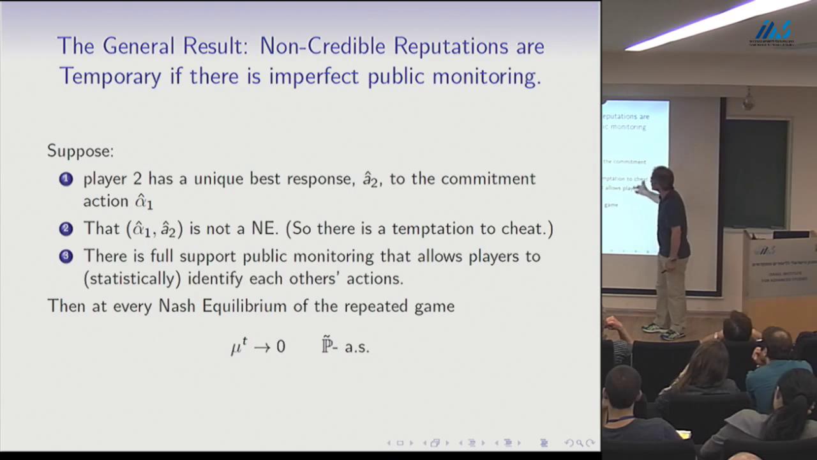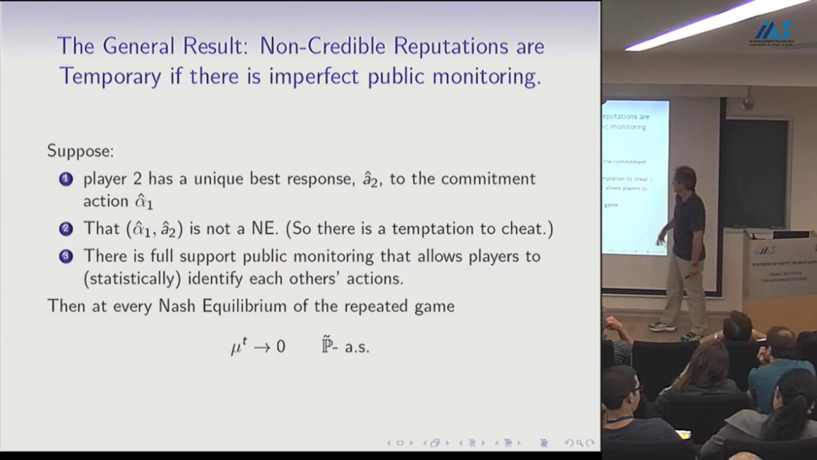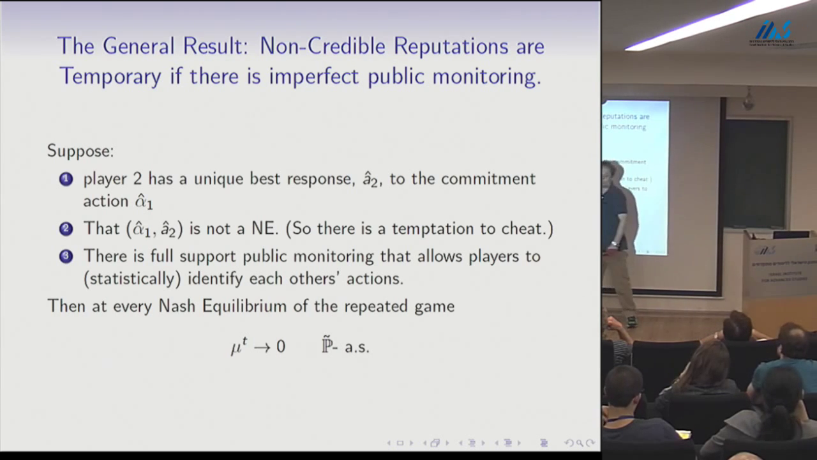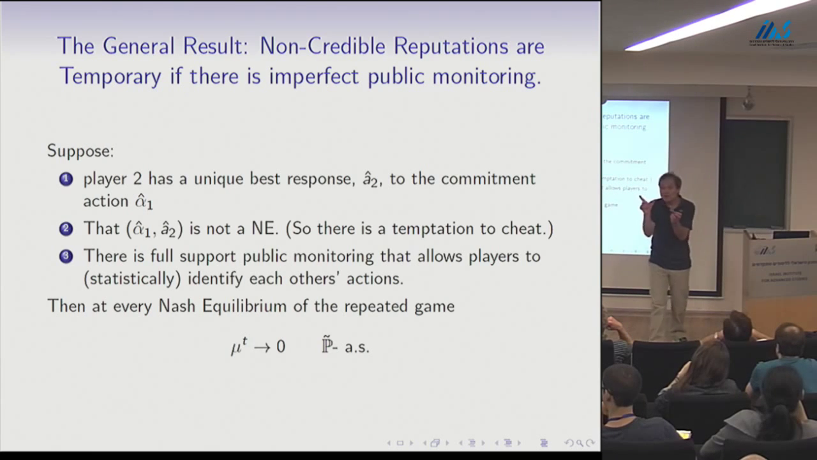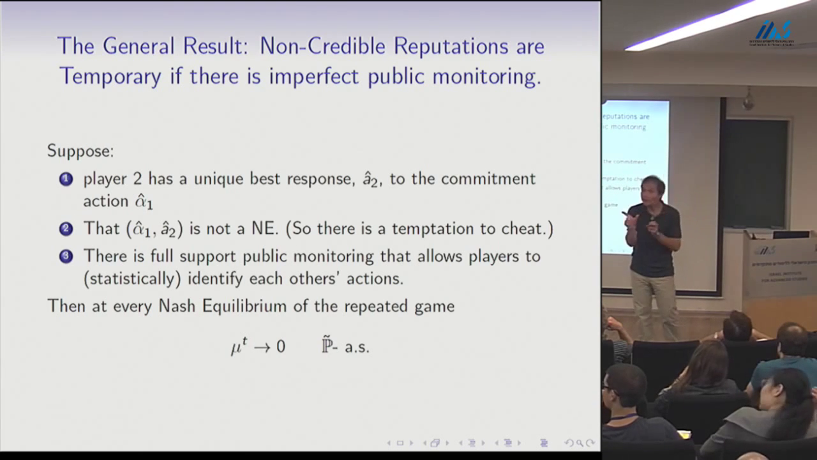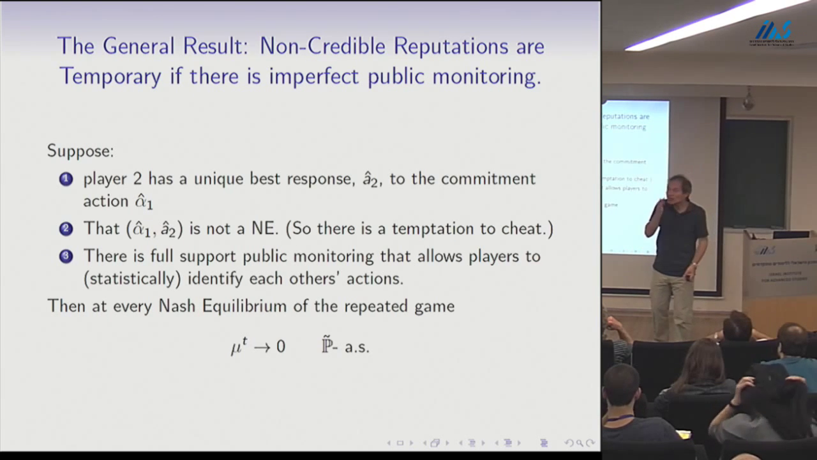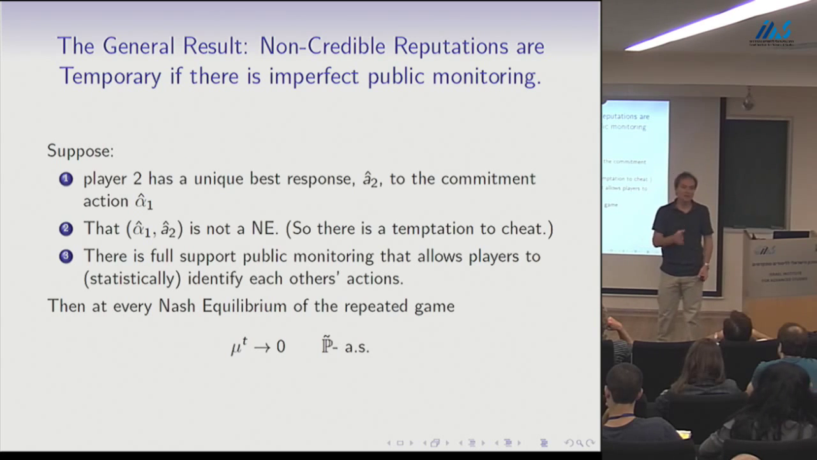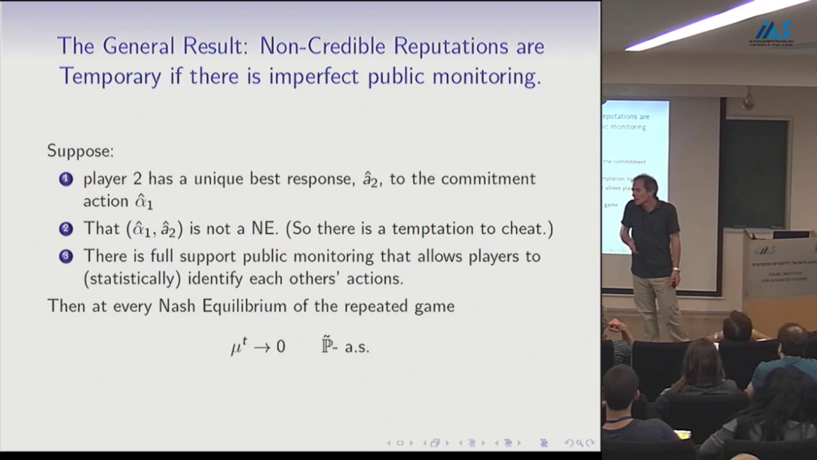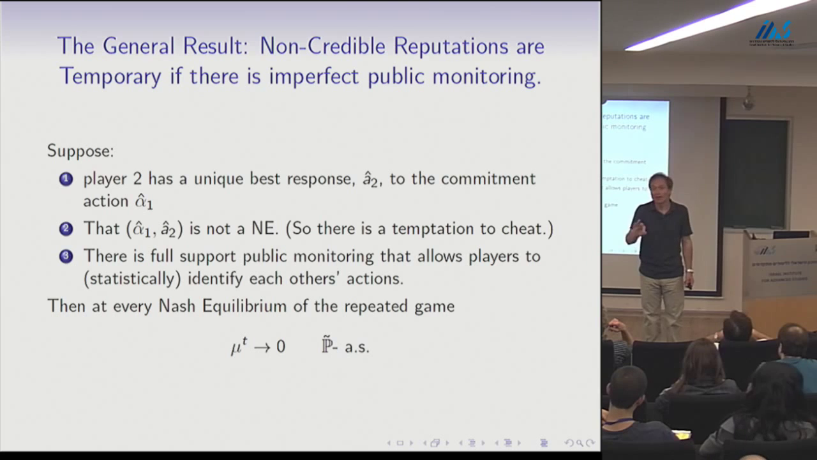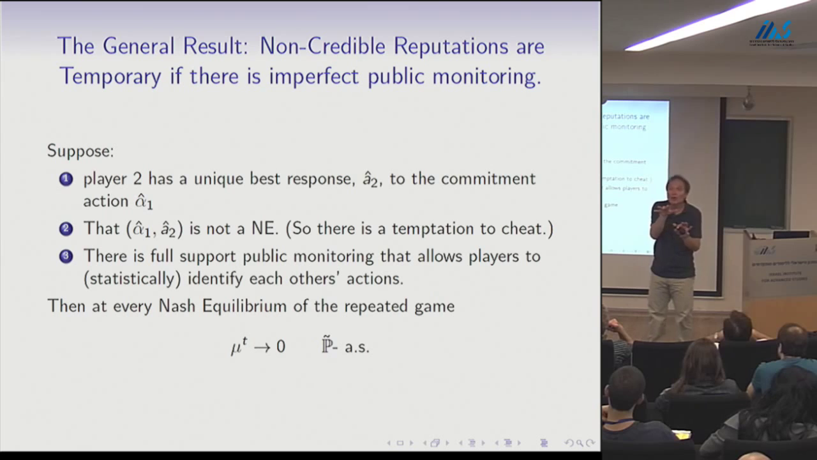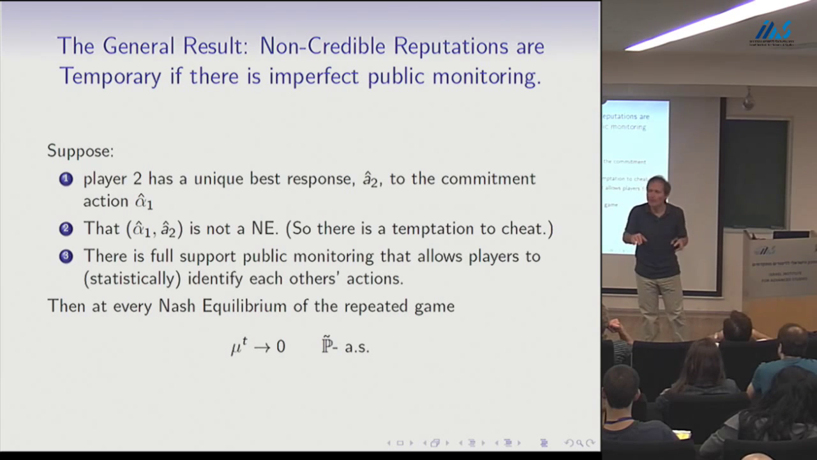What about these assumptions? Which of them do we really need? Well, we certainly need full support monitoring, because if the distribution of signals you get are different for different actions I take, it might be the case that you see a particular signal only if I deviate. And if you see a particular signal only if I deviate, then that's going to be enough for you to identify my deviations and potentially punish them. So this argument won't work if the monitoring structure does not have a common support, I suppose is a better way of putting it.